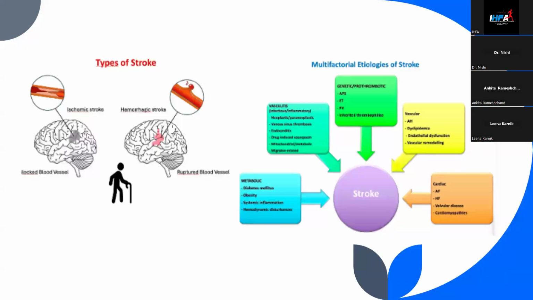Yes, ma'am, clear. Okay. So can anyone tell me the two types of stroke and the pathophysiology of each before we go ahead? Ischemic and hemorrhagic stroke, ma'am. Okay, what is the pathophysiology of that?